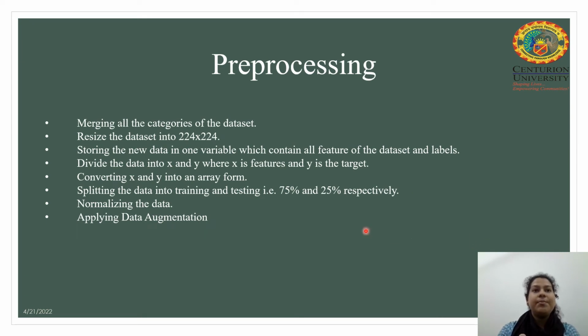This is the pre-processing part. First, we're merging all the categories of the dataset, then resizing the images to 224 by 224, storing the new data in one variable which contains all features of the dataset and labels, then dividing the dataset into X and Y, where X is the features and Y is the target, then converting X and Y into array form and splitting the dataset into two categories, that is training and testing. The training percentage is 75% and the testing percentage is 25%, then normalizing the data and applying data augmentation for increasing the number of images.